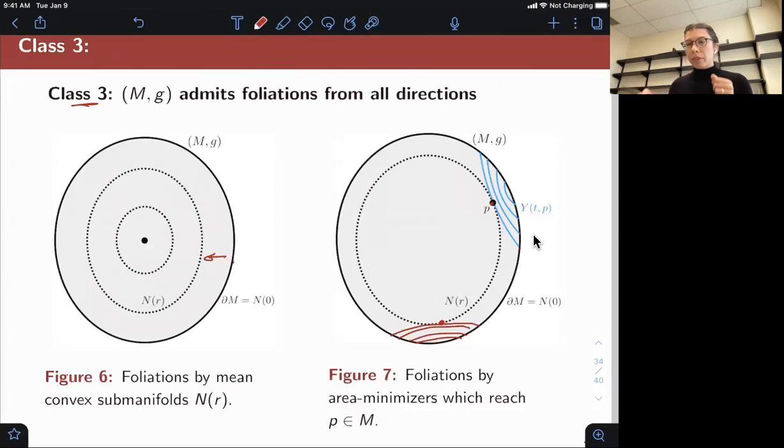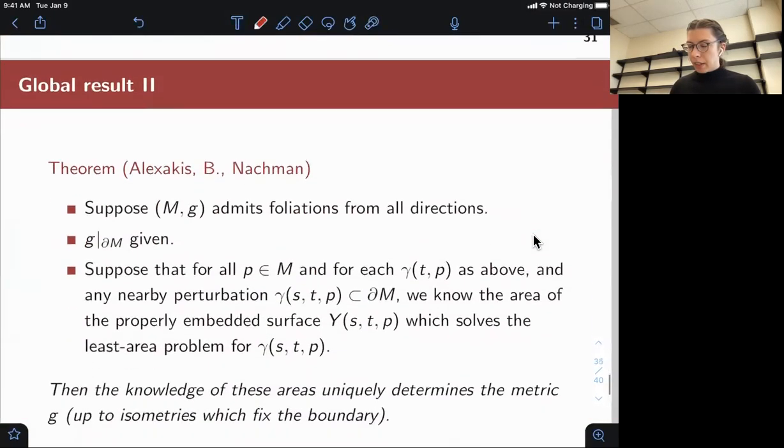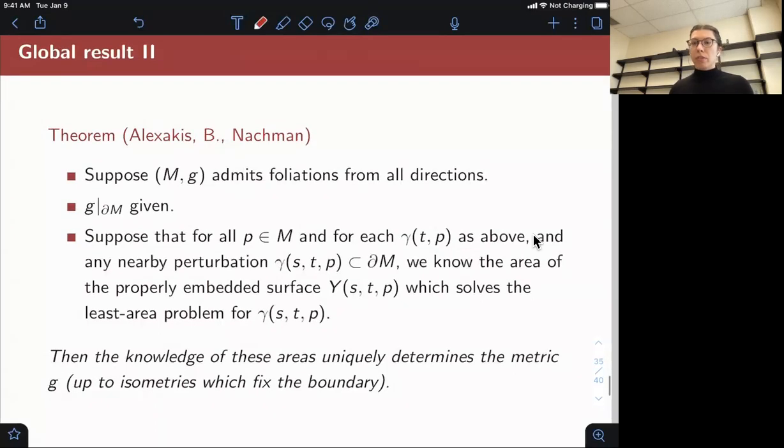And moreover, if I perturb these, I still know for nearby perturbations what the areas of these minimal surfaces are. So this is what I mean by a manifold which admits foliations from all directions. For any point, I can do this sweep out and know all of this area information. So in this case, we're able to also show a uniqueness result. Let's suppose that the manifold admits foliations from all directions and that I know the metric on the boundary.